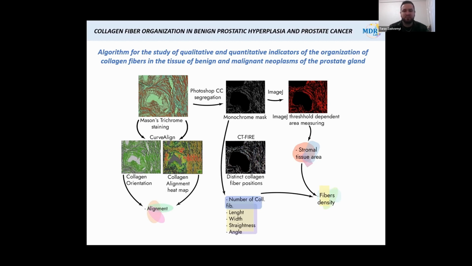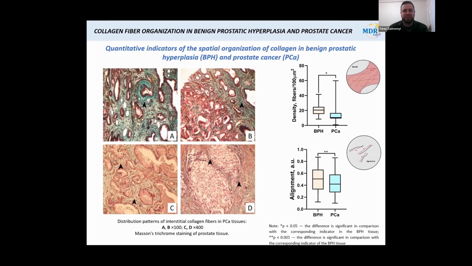And you can see a representative microphoto after Masson trichrome staining, and all collagen fibers were stained in green or light green colors, and other elements like cancer cells are red with black nuclei, and erythrocytes were yellow.